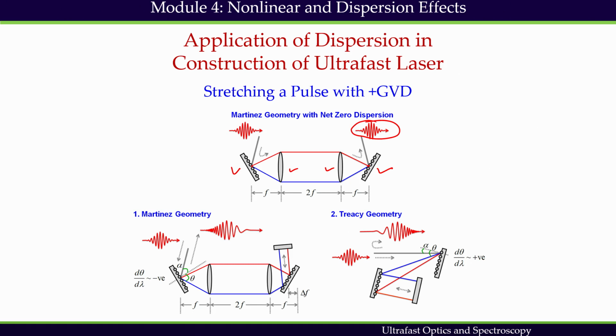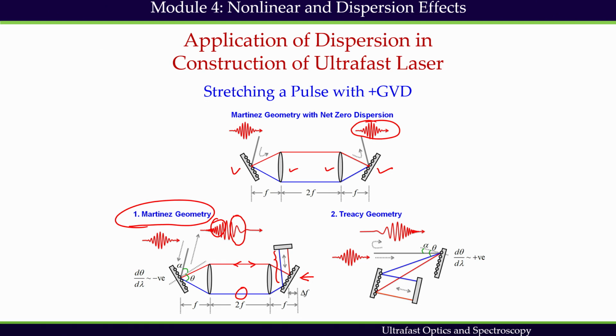But if we slightly push this grating here, in the Martinez configuration, we'll look at the Martinez configuration first, if we push it towards the lens, then what will happen is clearly shown: the red part is going to be traveling a shorter distance when it's coming out, and that's why the low frequency component is in the front part of the pulse, and the blue component, which is the higher frequency component, is traveling a longer distance. That's why it's a little bit delayed with respect to the red component.